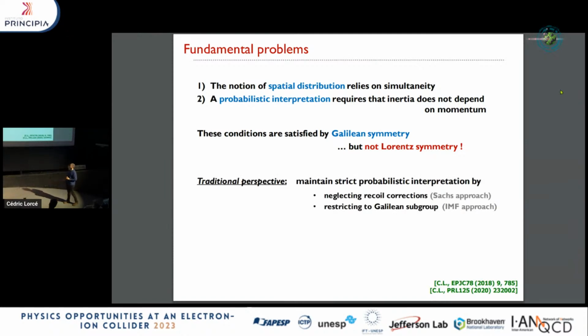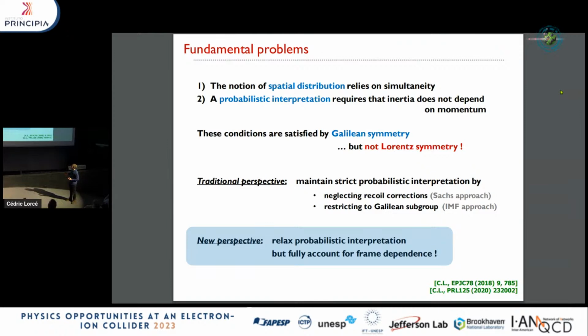So the traditional perspective is the following. People like to maintain a strict probabilistic interpretation, and to get around the problem associated with the recoil effect, either you neglect it, invoking, for example, large Nc, and then you say I have an infinitely heavy target, so you can neglect it, or you go to the infinite momentum frame where, because of relativity, your inertia becomes infinite and you don't have any recoil effects. I propose a different perspective: let's relax the pure probabilistic interpretation and use the full relativistic picture, essentially, where my density is a frame-dependent concept. I do not want to be stuck with one single frame.